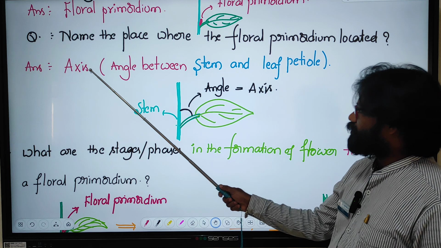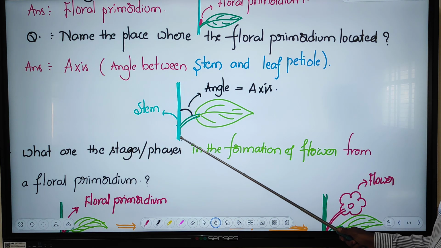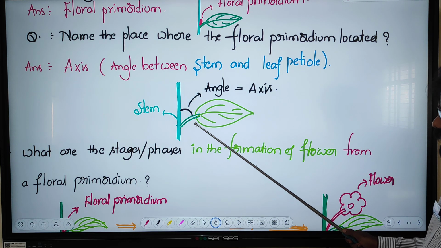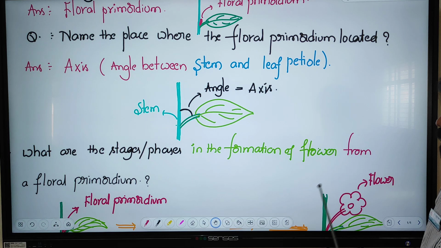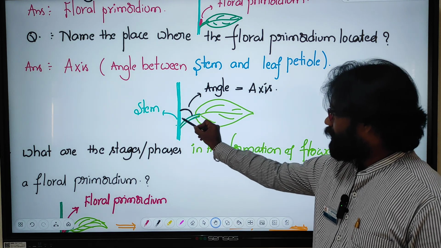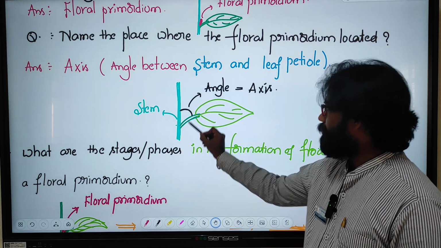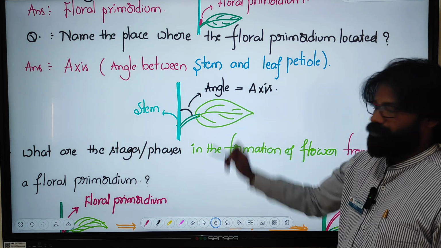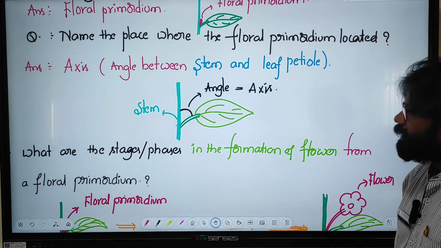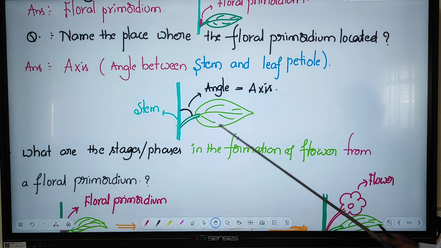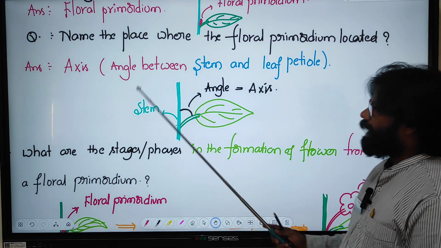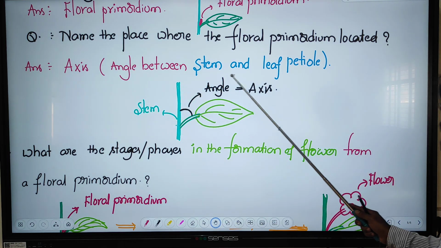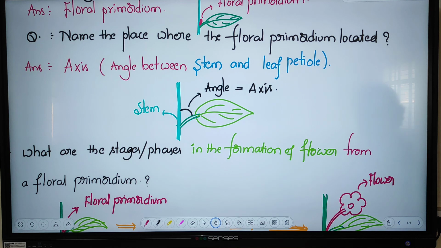What do you mean by axil? So here this is a stem. This is a leaf. The leaf has the petiole. This is the petiole. There is an angle between the stem and the leaf petiole. That angle is nothing but the axil. So the answer for this is axil. What do you mean by axil? The angle between the stem and the leaf petiole.